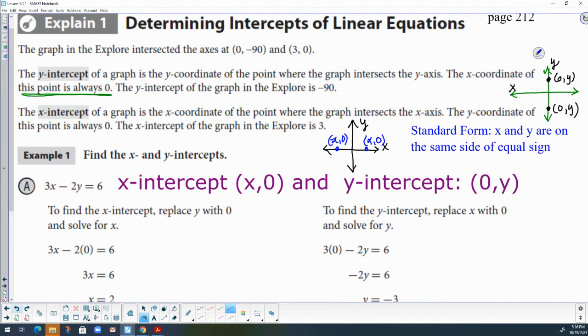So what we're going to do now is find those x and y intercepts. I want you to make sure that you write this down. This is just to prompt you where the 0 goes. So for the x-intercept, the 0 is going to go at y, and for the y-intercept, the 0 is going to go at x. All right, so let's look at our first example.